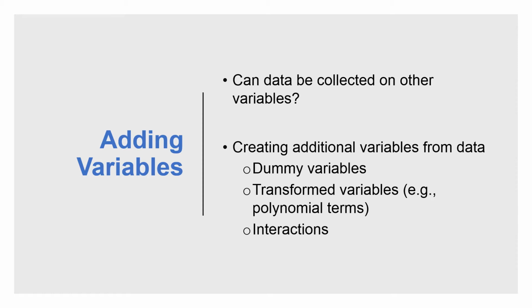Additional variables can come from several sources. First, datasets are often compiled from online and public data sources. It is often possible to collect additional information from those sources. Second, it is also possible and sometimes necessary to create additional variables from the data, including dummy variables and transformed variables and interactions.